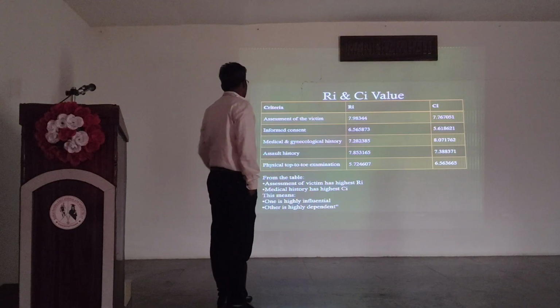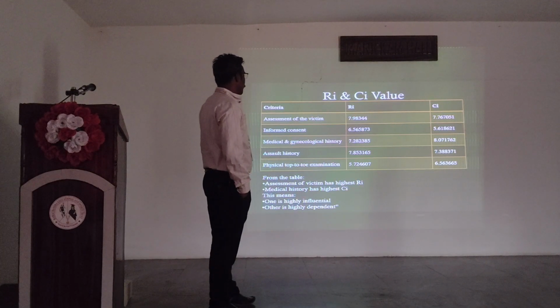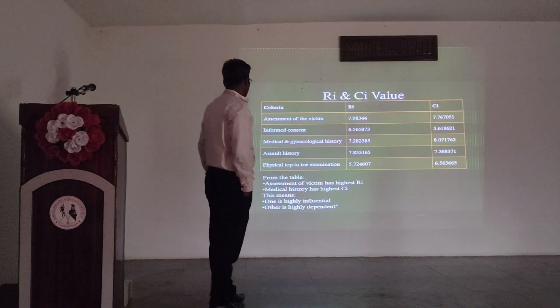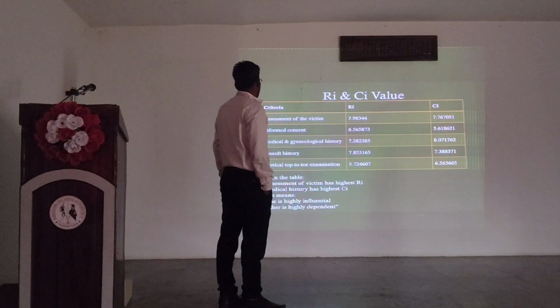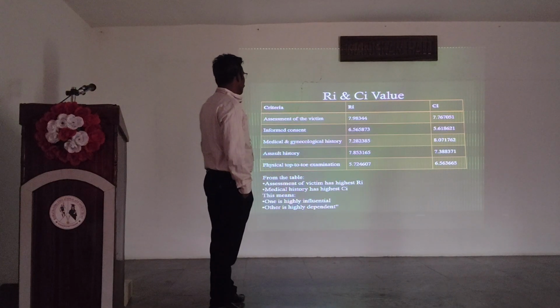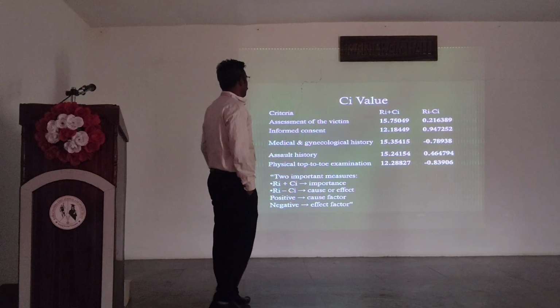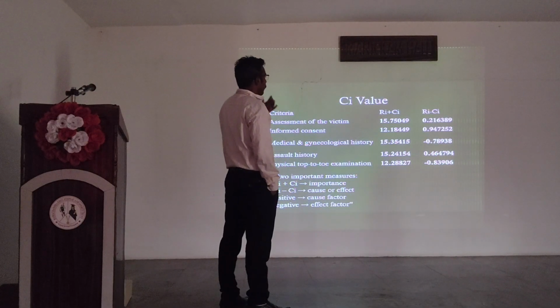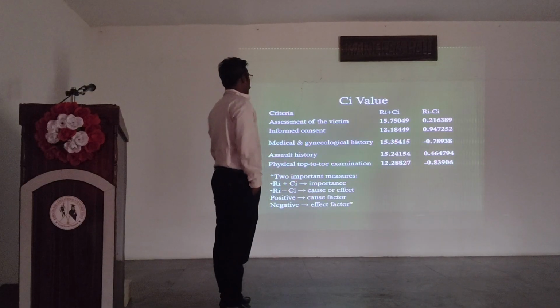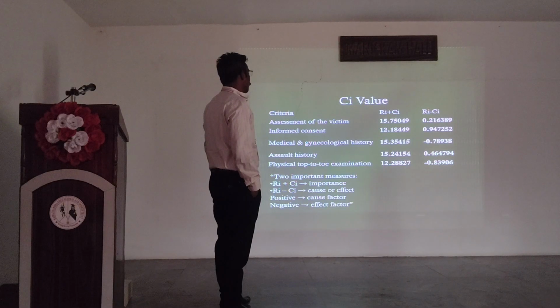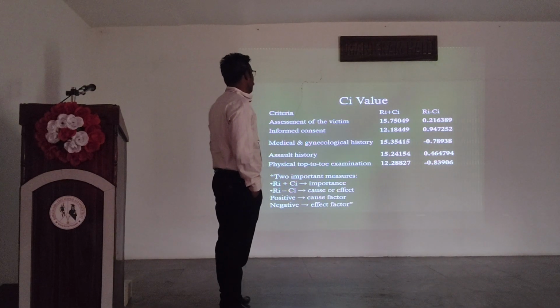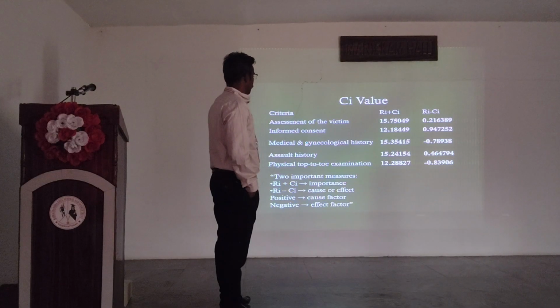From the table of RI and CI values, assessment of victim has the highest RI and medical history has the highest CI. This means one has the highest influence, the other is the most influenced. These are the CI values. Two important measures: RI plus CI is importance, RI minus CI is cause or effect. Positive is a cause factor, negative is an effect factor.